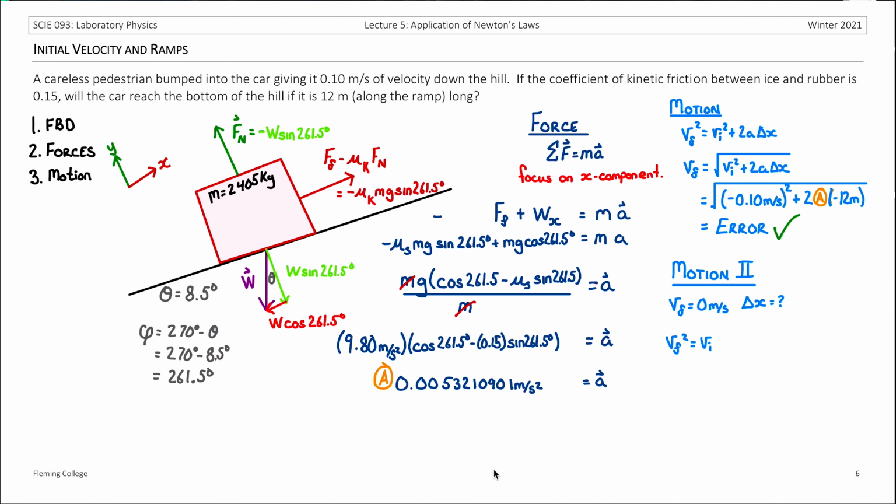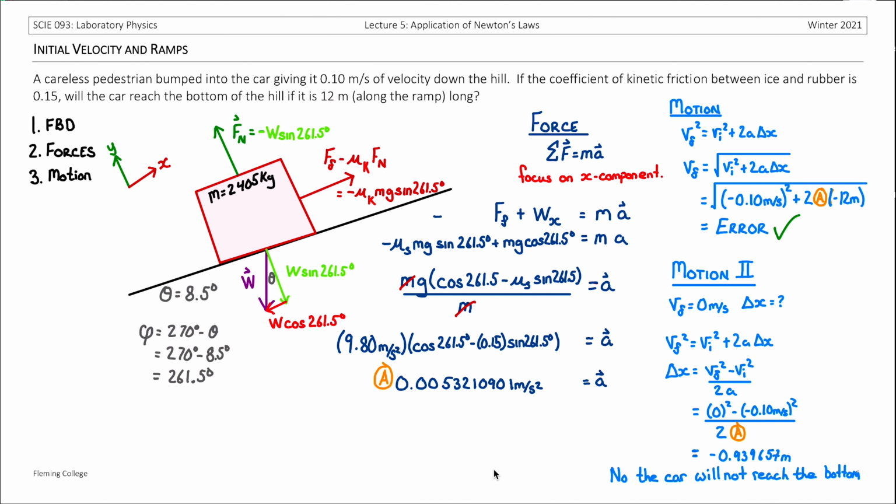So which equation do we use? Well, we can start from the same equation, and this time rearrange for displacement. And we can substitute our values, again, reusing our value from acceleration calculation previously. And this time, we should get a result of negative 0.939657 meters. Saying that from where the pedestrian bumped into the car, it moved less than a meter. Our interpretation of this value is that no, the car will not reach the bottom of the hill.